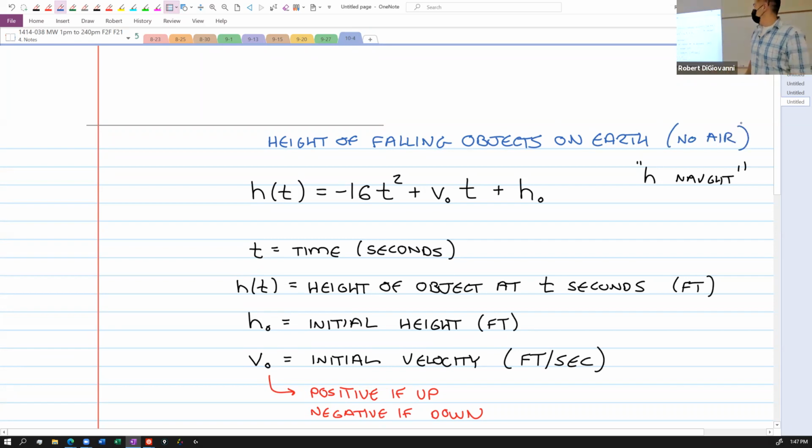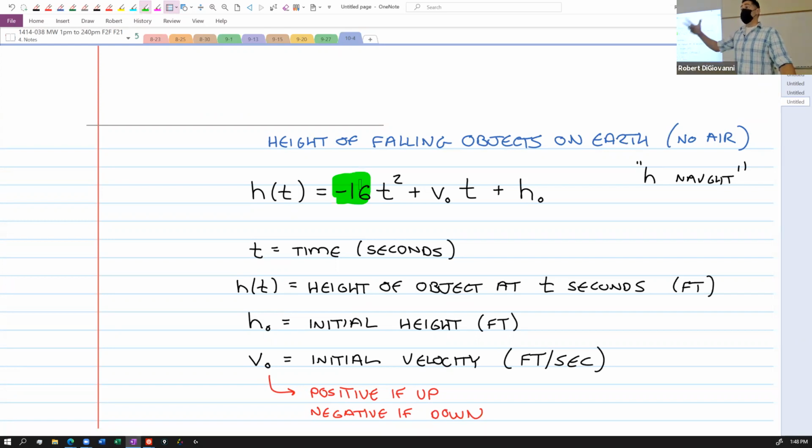Where does the negative 16 come from? I'm glad you asked. I was just about to talk about that. The negative 16 has to do with the acceleration of gravity. You may have heard from a physics class or somewhere else that the acceleration of gravity is negative 9.8 meters per second per second. Have you ever heard that? If you convert 9.8 meters per second over to feet per second, you get negative 16. And so really at the end of the day, this is the only number that is dictated by the fact that you're on Earth.